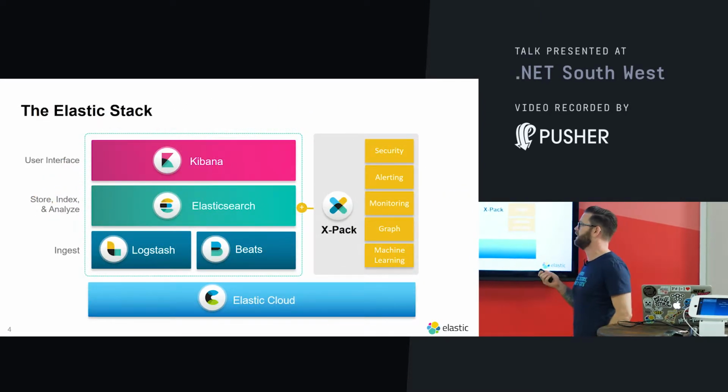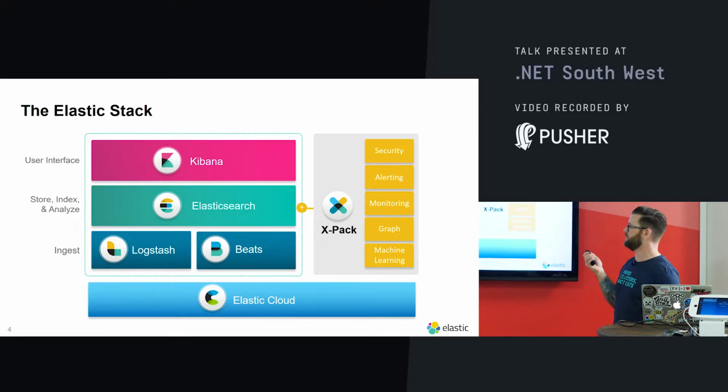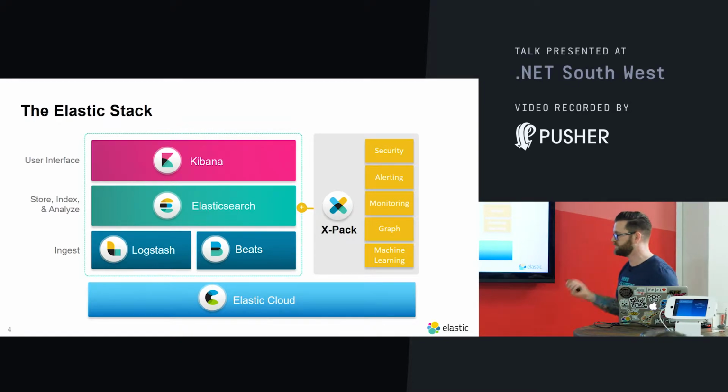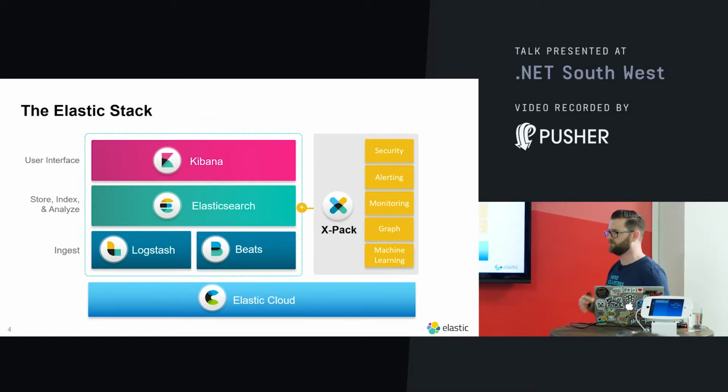So at the top there we have Kibana, which is basically your window into the data in Elasticsearch. It allows you to build visualizations, dashboards, run ad hoc queries, and you have other plugins in there for doing machine learning. And then at the heart of the stack is Elasticsearch, which is the search analytics engine. That's where you store your data. That's where you query all your data.